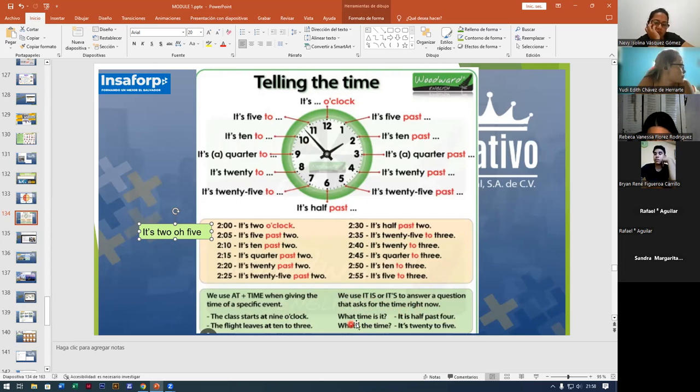For example, what time is it? It is 4:30. Or it's 4:30. That's another occasion. Now, what's the time? That's another form you can ask. What's the time? 20 to 5. So you have different manners here, like to use it in the manner. Now, we can practice it.